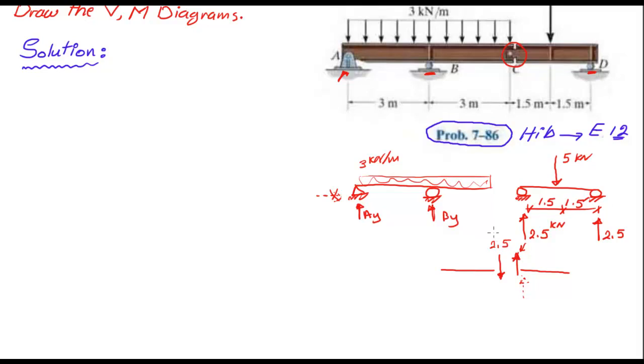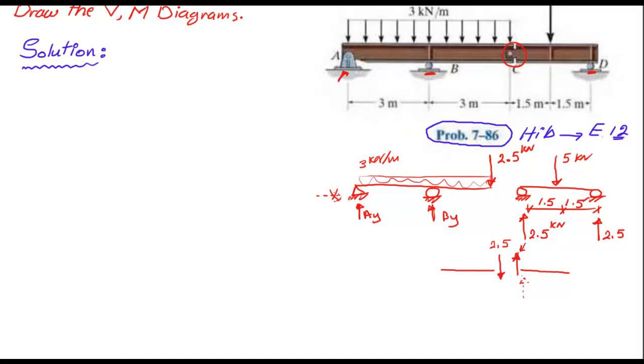So how do I introduce this 2.5 to the other segment? Because I have to put something here representing this internal force. The easy way to do it is just to place a point load here, which is equal to 2.5 kilonewtons. And now on the left we have a beam where we can find the reactions by applying the equilibrium equations.